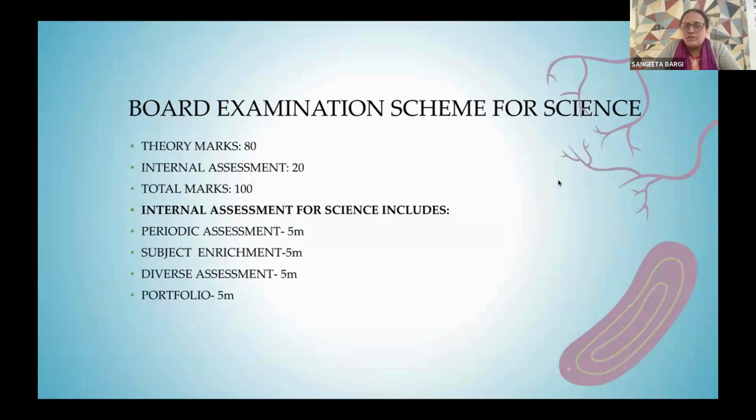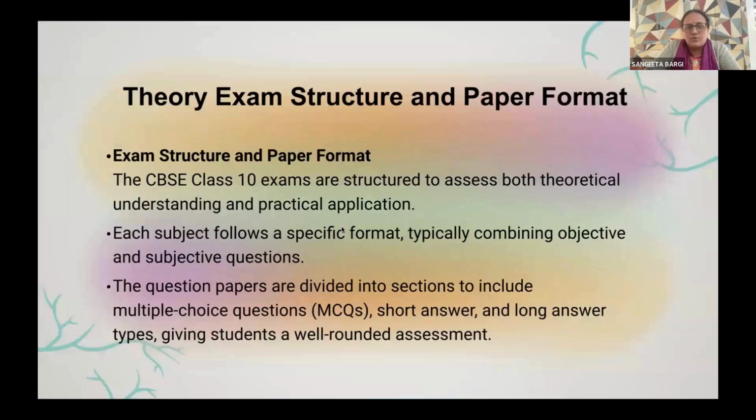So we are familiar with the board exam scheme for science. As we know, the theory paper carries 80 marks and we have 20 marks of internal assessment. And that's what makes it a 100-mark paper. Internal assessment, you would have already completed by now, most of it, which includes periodic assessment, subject enrichment, multiple assessments, and portfolio, which carry 5 marks each. So today we will be mainly focusing on how to score well in the theory paper.